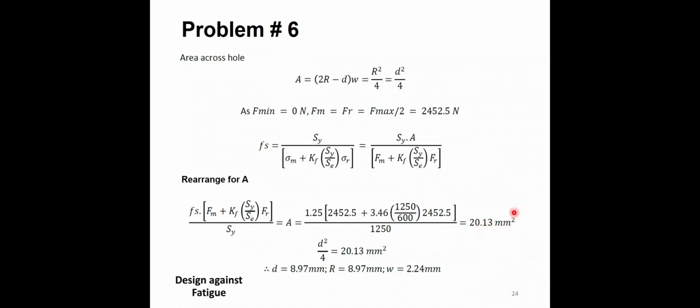If you equate this area to D squared over 4, then D squared over 4 is equal to 20.13. So this gives you the D value, and we know that D and R are equal, so the D value is equal to R, and we know that R is 4 times the thickness, or the thickness is 1/4 of R. So if you divide this value by 4, this gives you the W value, or the thickness value. This is the end of problem number 6.